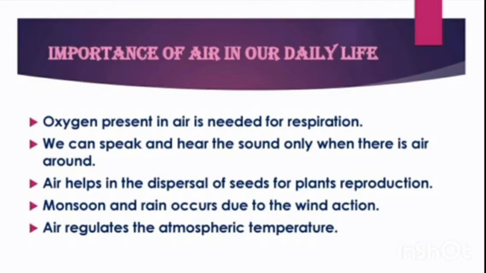First point, the oxygen present in air is needed for respiration. Respiration means breathing in and breathing out. We can speak and hear sound only when there is air around. Air helps in the dispersal of seeds for plant reproduction. Monsoon and rain occur due to the wind action. Air regulates the atmospheric temperature, and the variation of atmospheric temperature is because of air regulation.